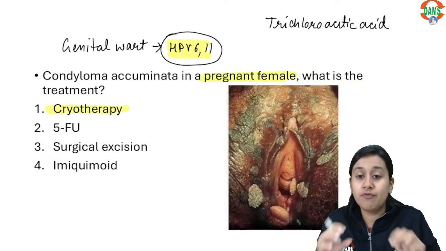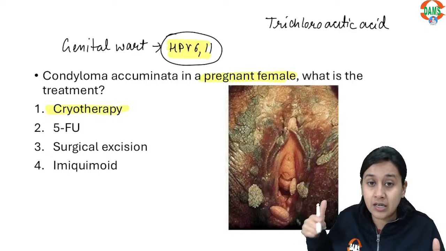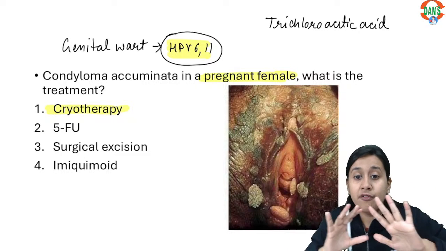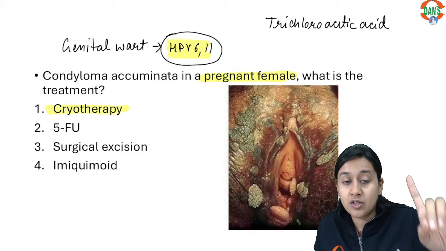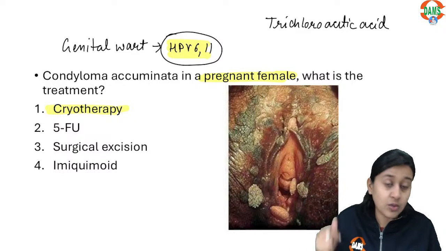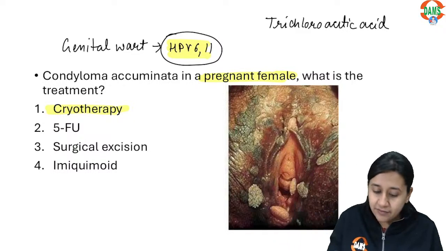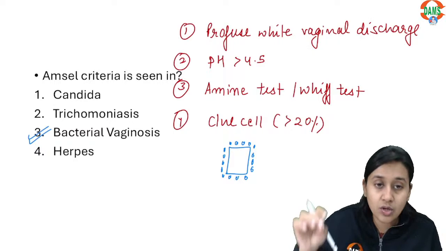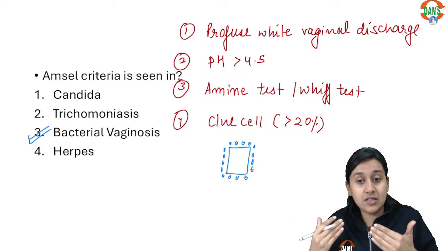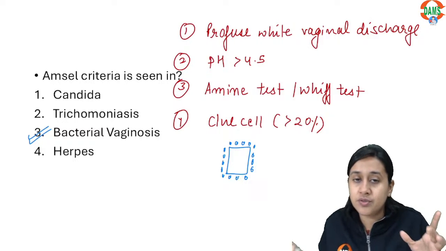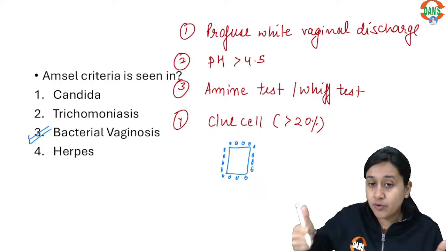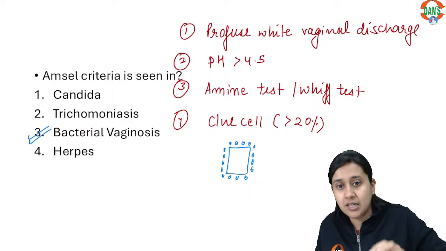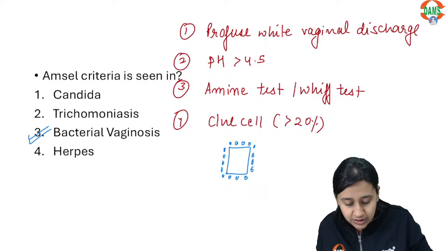The third question was from the genital wart or condyloma lata in a pregnant female on the vagina. So please remember, in pregnancy, 5-FU, imiquimod, podophyllin, they are contraindicated. The best treatment available to us is cryotherapy, or you can even give trichloroacetic acid, which is safe in a pregnant female. The next question which we got was Amsel's criteria seen in. What is the answer? Amsel's criteria is seen in bacterial vaginosis. And what are the 4 points under this? Profuse discharge, pH more than 4.5, amine test positivity, and clue cells, which are the vaginal epithelial cells with bacteria on the surface more than 20%.